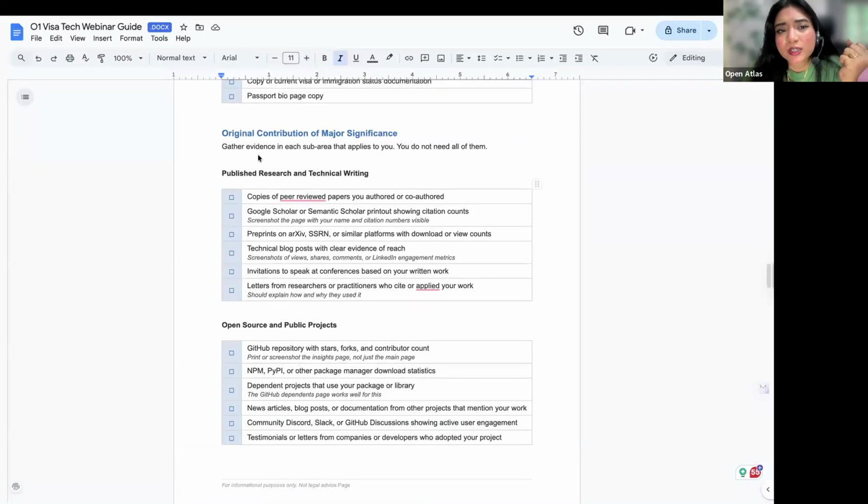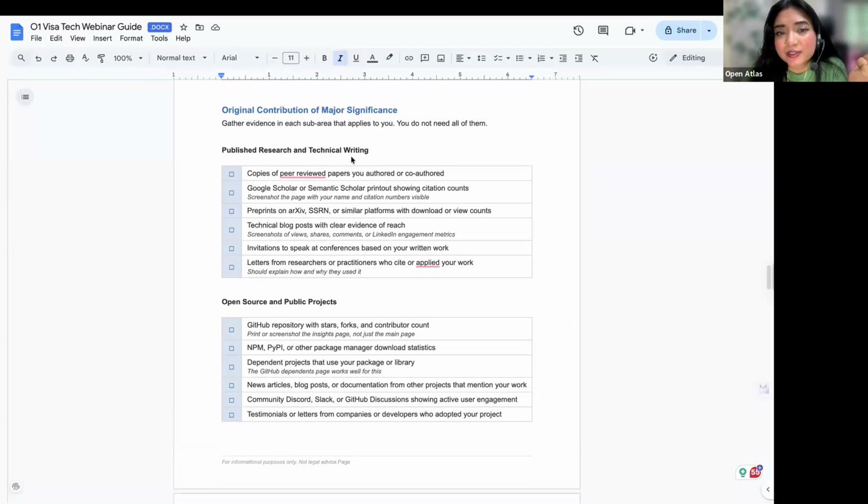Okay. So gather evidence in each sub-area that applies to you. You do not need to have all of them again. So published research and technical writing. Copies of peer-reviewed papers you authored or co-authored. My personal experience, always go for co-authorship. It's going to help a lot.